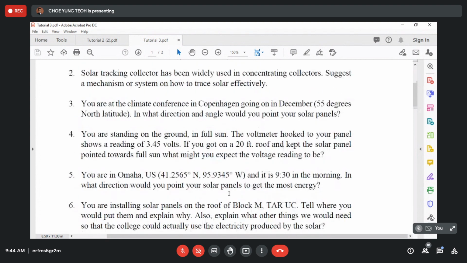Okay, look at the second question. Solar tracking collector has been widely used in concentrating collector. Suggest a mechanism or system on how to track the solar effectively. Now you have the solar thermal collector. It's not the solar thermal collector, you have the solar tracking collector. It can be the photovoltaic panel, can be solar tracking, solar thermal. Then how do you want to trace the sun?